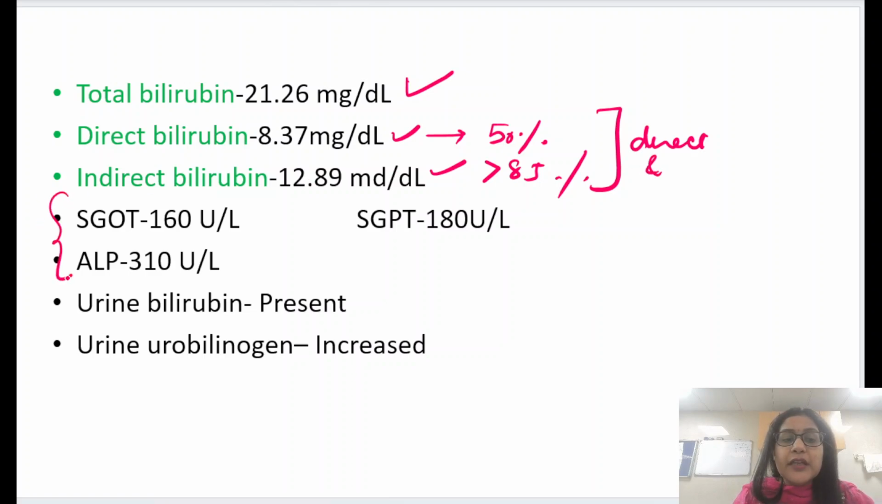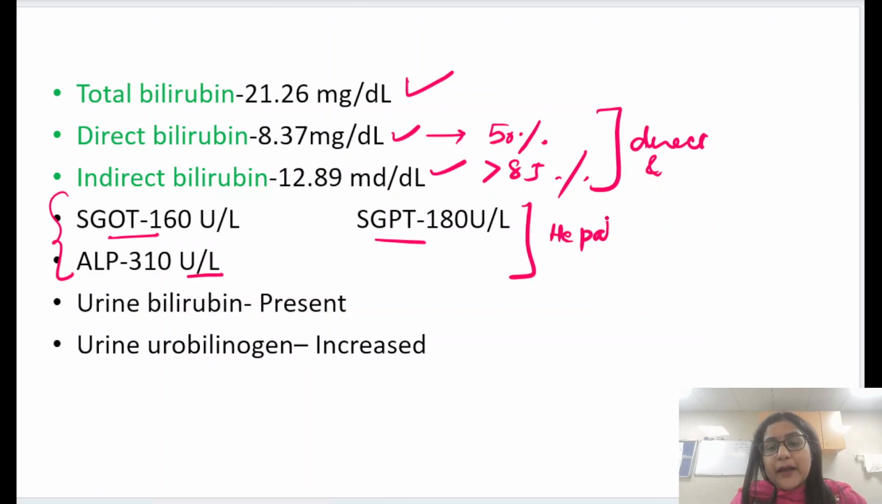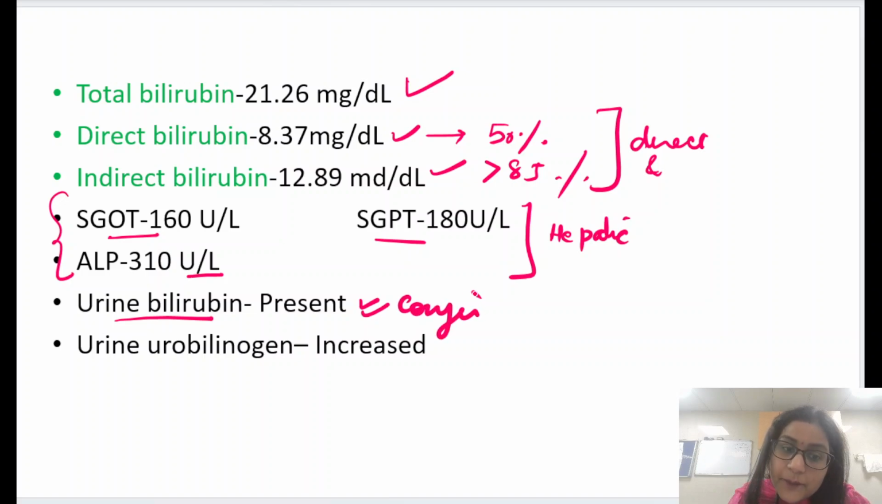Next I came to the liver enzymes. So liver enzymes are also raised. AST, ALT, ALP, all of them are raised. So when the liver enzymes are raised, I am pretty sure of a hepatic cause. Urine bilirubin is present. Which bilirubin is present? It is always conjugated bilirubin. And urine urobilinogen is increased. Of course, it has to be increased.